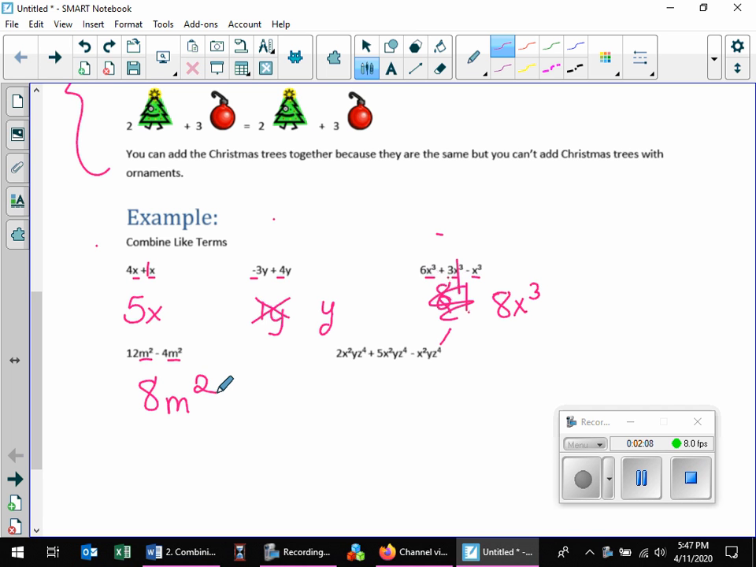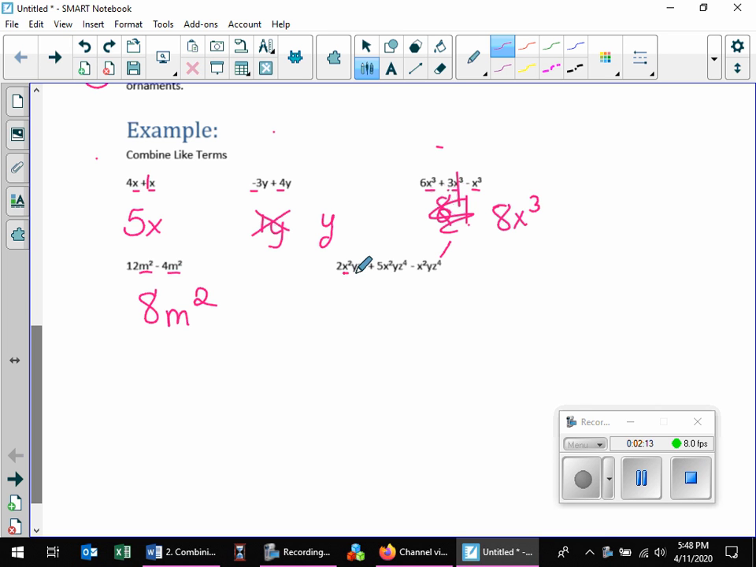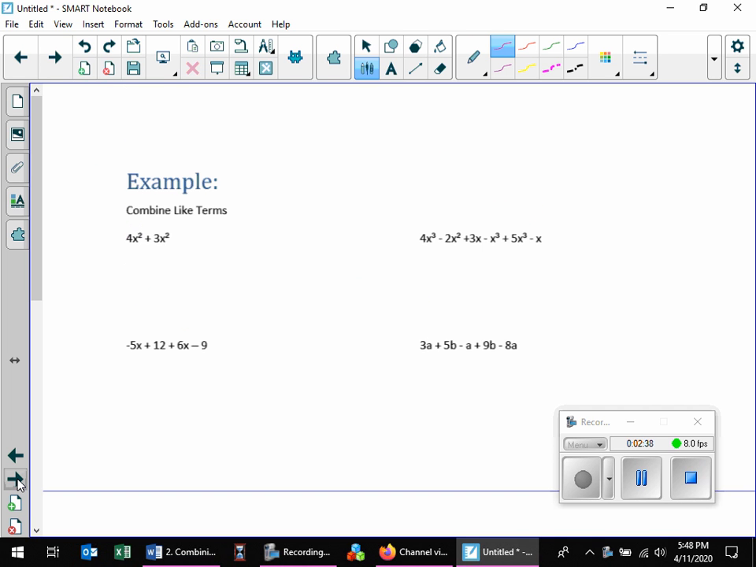Moving over here, this looks really intimidating, but what I have to do is check that the variables are exactly the same, and in this case they are, so I just have to look at the coefficients. 2 plus 5 is 7, 7 minus 1 is 6. So I have 6 of the x squared y z to the exponent 4. And that's it. Literally, it's that easy. Now I'm going to switch to our next page, and this is kind of like what I did in the example. So this is nice and easy.